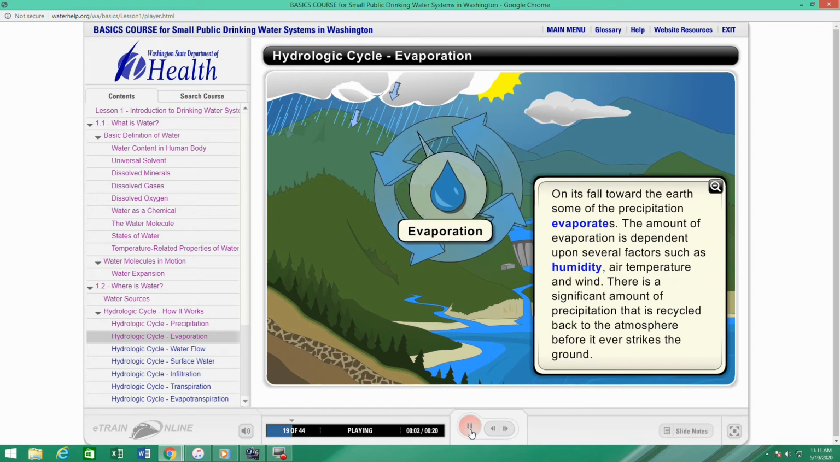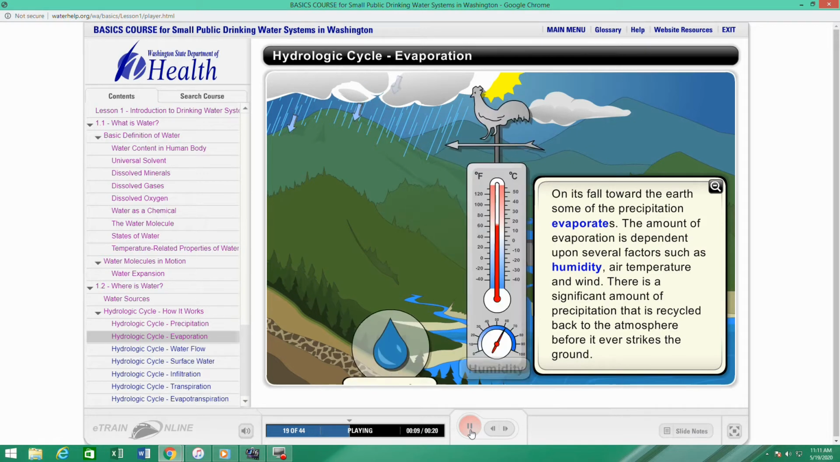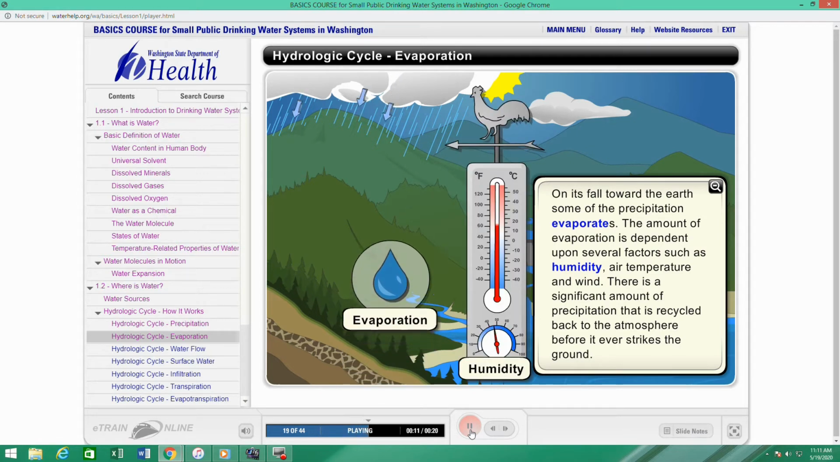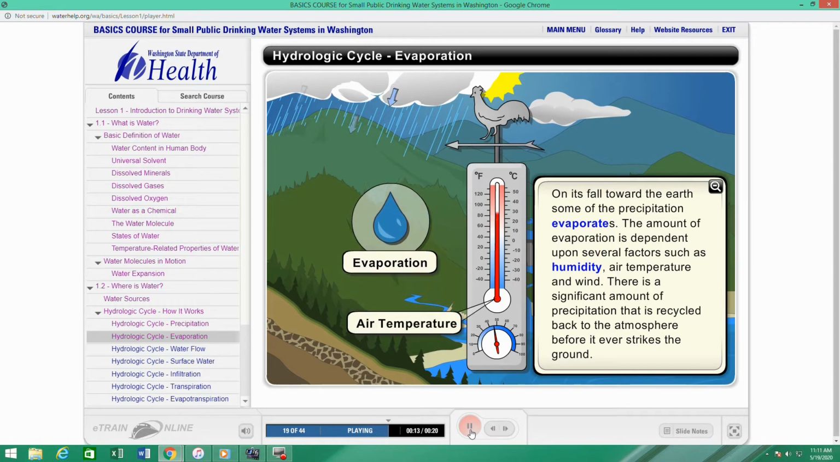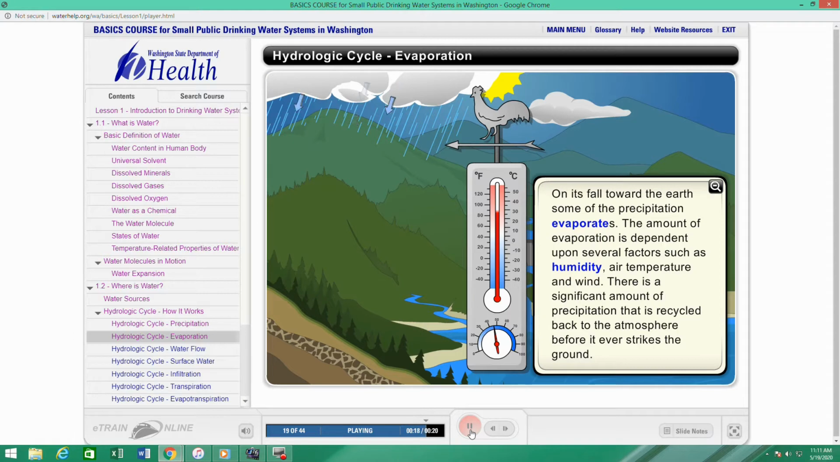On its fall toward the earth, some of the precipitation evaporates. The amount of evaporation is dependent upon several factors such as humidity, air temperature, and wind. There is a significant amount of precipitation that is recycled back to the atmosphere before it ever strikes the ground.